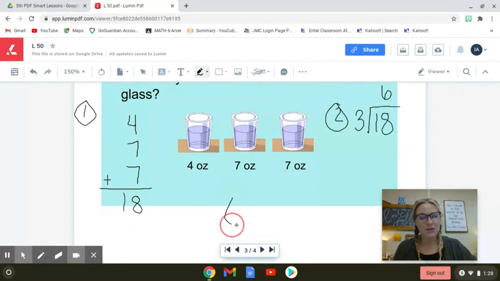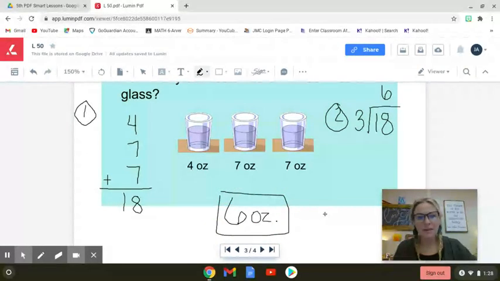So my final answer is 6, and then I'm working with ounces. If we were going to be really particular, we would say fluid ounces, but we're going to roll with this. 6 ounces. Okay. And that makes sense, right? If we have 4 and 7 and 7, 6 falls right in between there. That seems about right. That's reasonable.